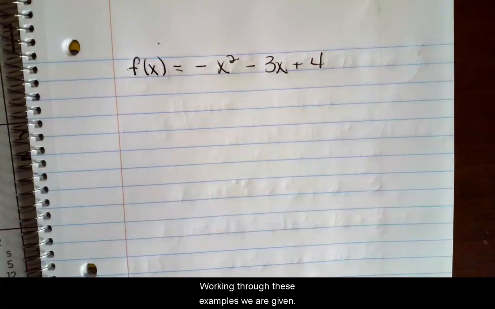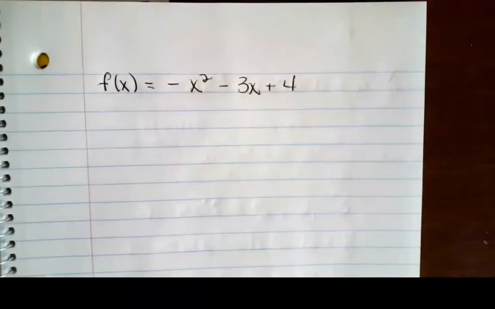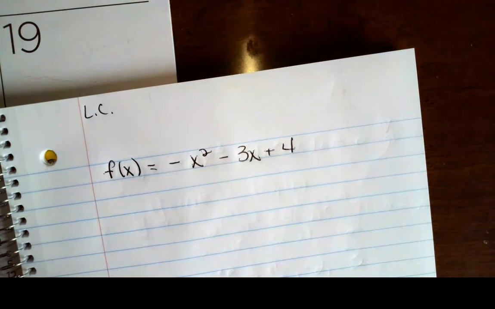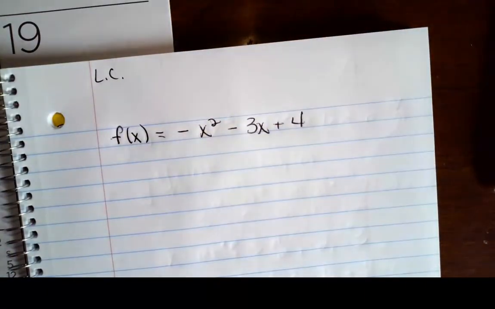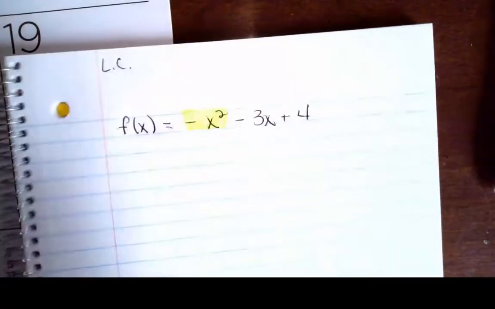Working through these examples, we are given a polynomial function and we want to graph it. So we are just doing sketches. We are not doing precision graphing at this point. For the most part, we're going to find the lead coefficient first and figure out what that does with our end behavior and the number of solutions. And then we're going to find the y-intercept, and then we'll go in and find the x-intercepts, because that's the hardest thing to do.